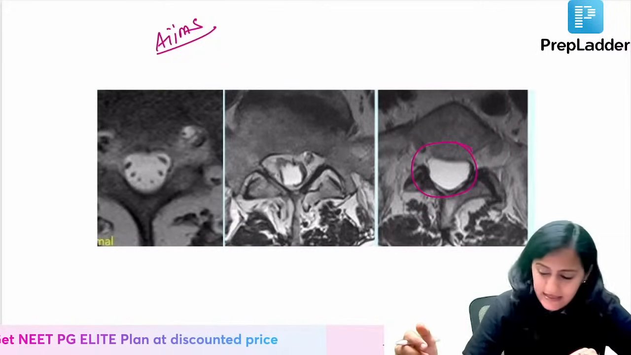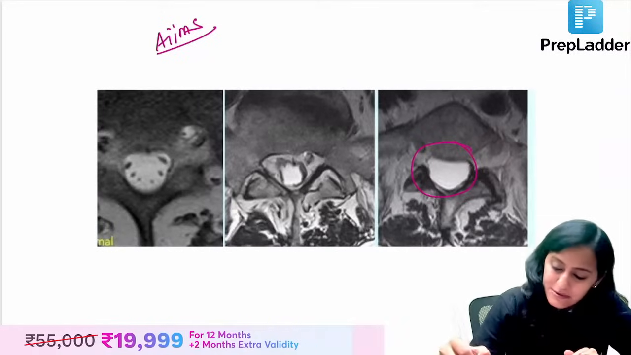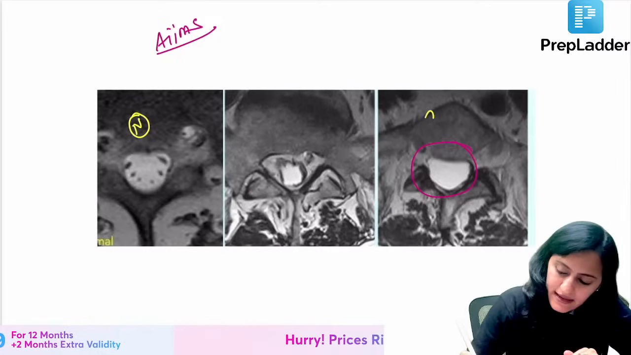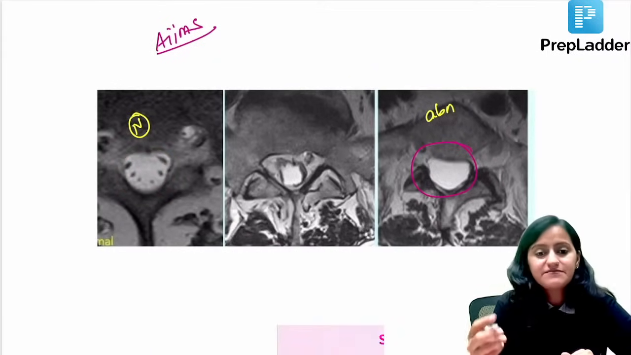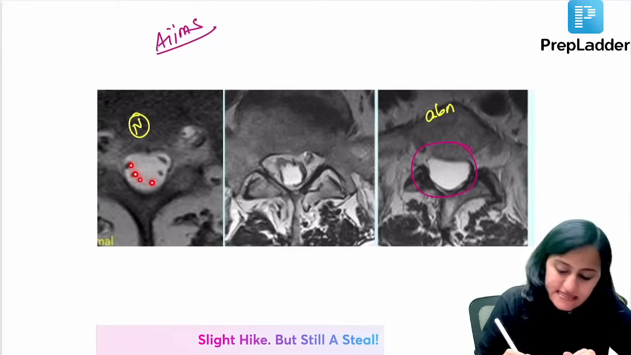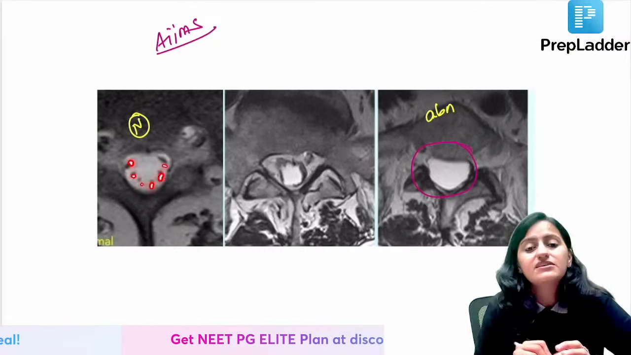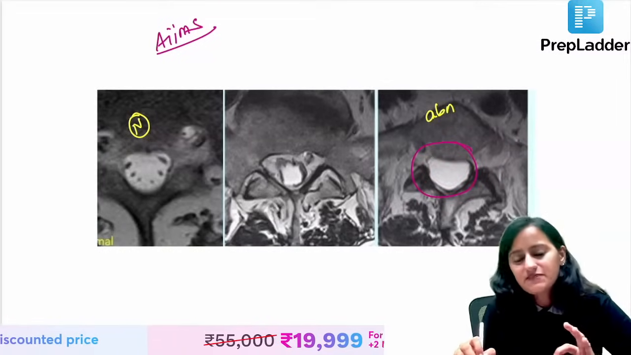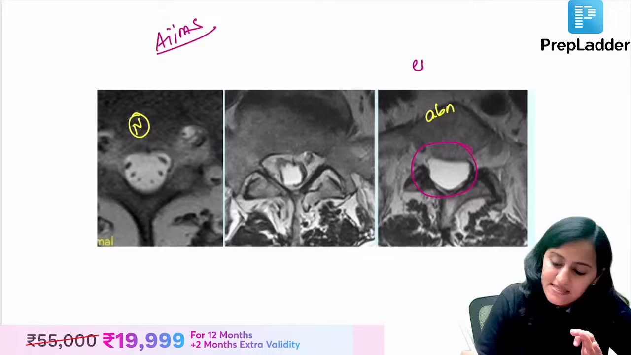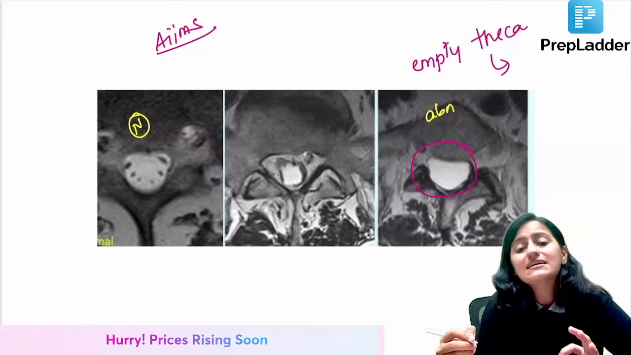Very good. Amazing, guys. So this is empty theca sign. See, this one here is the normal and this is abnormal. Look at the thecal sac, the CSF sac. It shows these black hypointense nerves. Normally, you should see the nerves like this. Here you are seeing that it is just the bright CSF. There are no nerves. So this is the empty theca sign or the empty thecal sac sign.